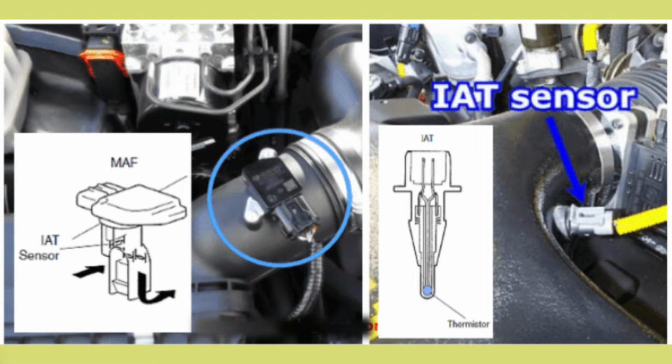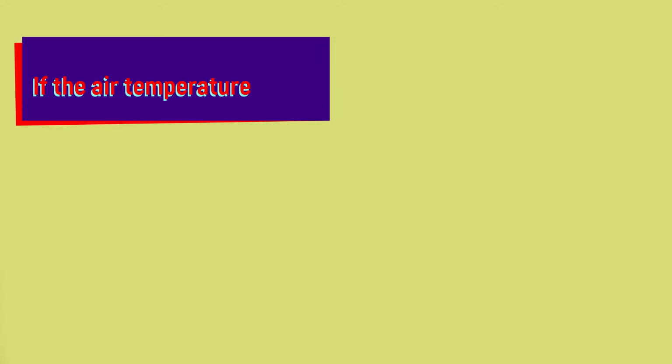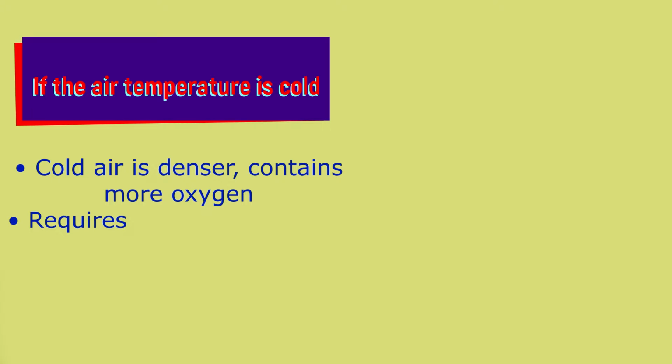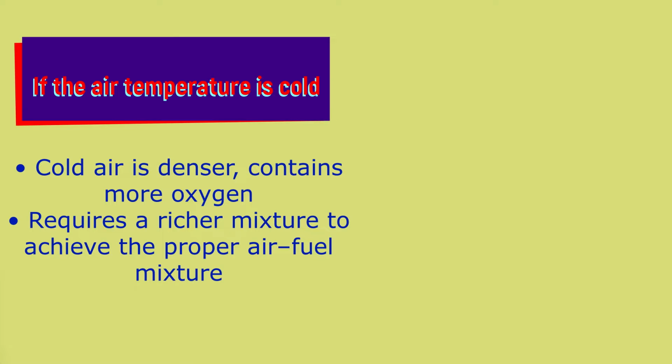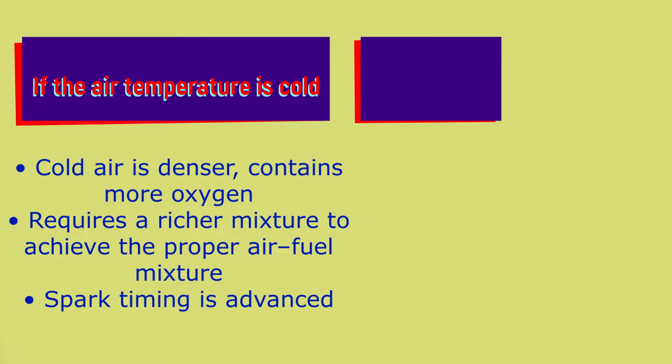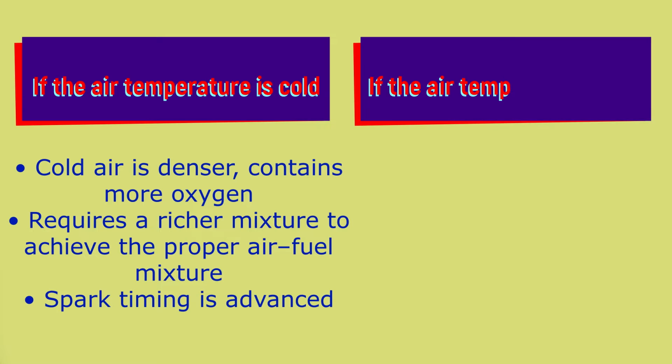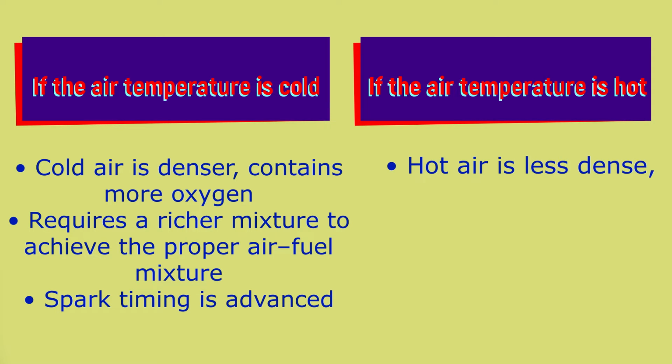If the air temperature is cold, the electronic control unit will modify the amount of fuel delivery and add fuel. If the air temperature is hot, the electronic control unit will subtract the calculated amount of fuel. Spark timing is also changed, depending on the temperature of the air entering the engine. The timing is advanced if the temperature is cold and retarded from the base program timing if the temperature is hot.